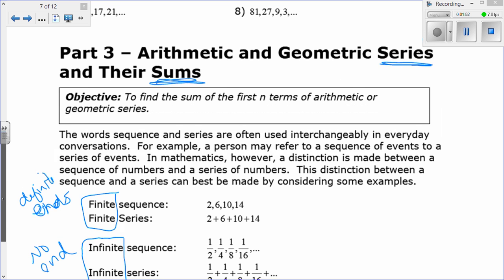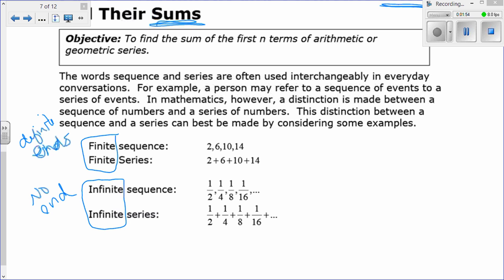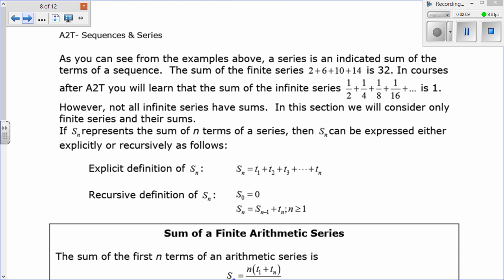So as you can see, that is the difference between a sequence and a series. A sequence is a list of numbers in a specific order, and a series is the sum of all those numbers. So the sum of that finite series that we had on the last page, 2 plus 6 plus 10 plus 14, is 32.